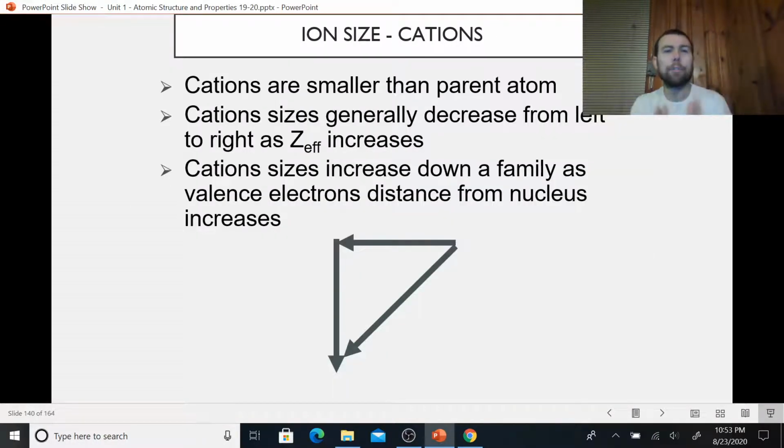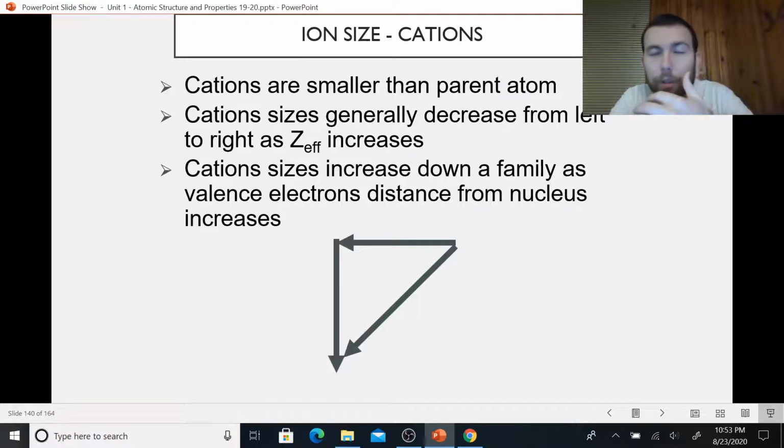All right, which now leads us into ion size. We're going to talk first about cations. Just as a refresher, a cation is a positively charged ion whose parent atom has lost electrons. So it has a positive charge. Cations, in general, are going to be smaller than their neutral counterpart. Now think about why that might be.